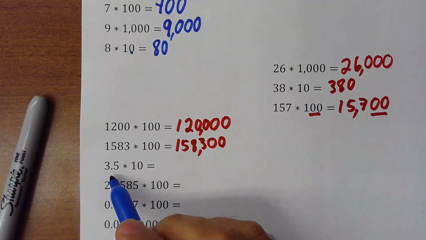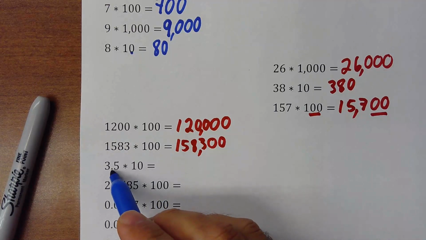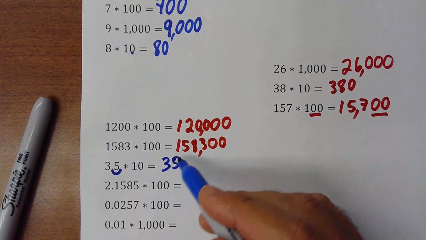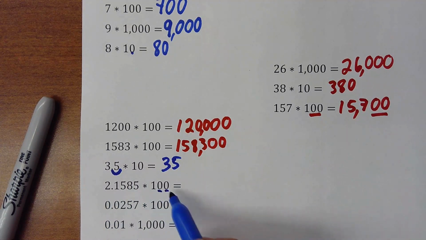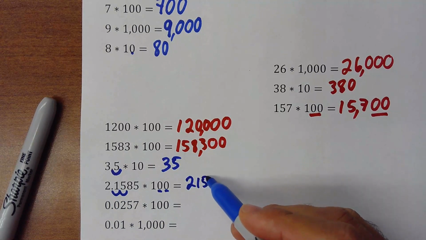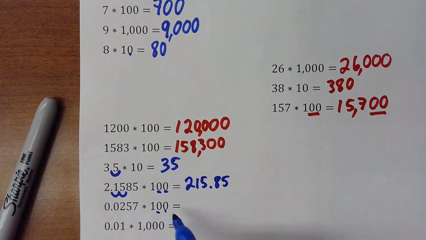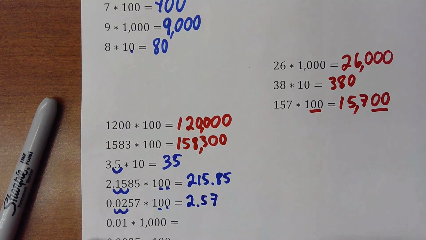basically what we do, we move the decimal place to the right. If it has 1 zero, we move just 1 space, so this becomes 35. 3.5 times 10 is 35. When you have here 2.1585 times 100, it has 2 zeros, so we move the point 2 spaces. So it will be 215.85. And here it has 2 zeros, 1, 2, it will be 2.57.